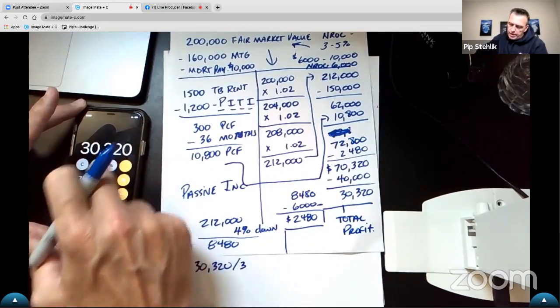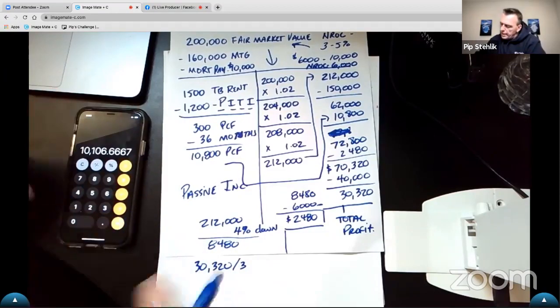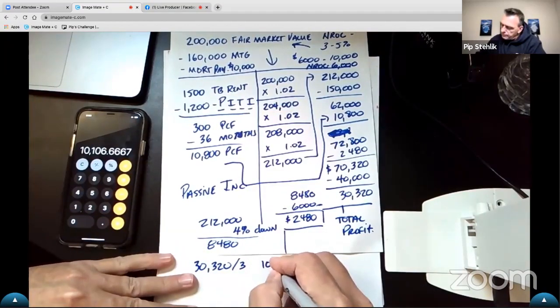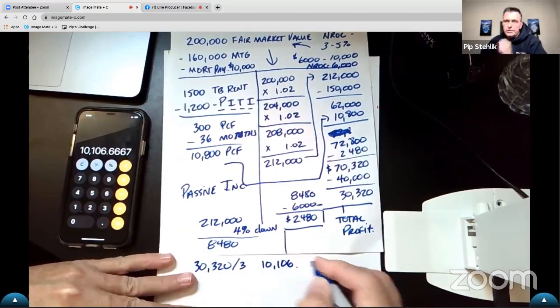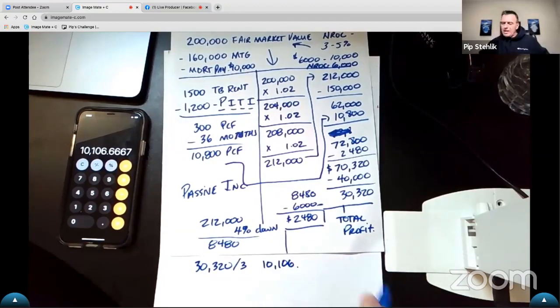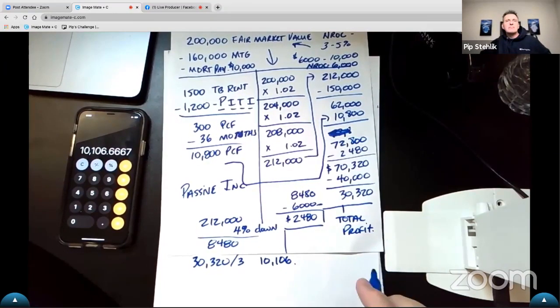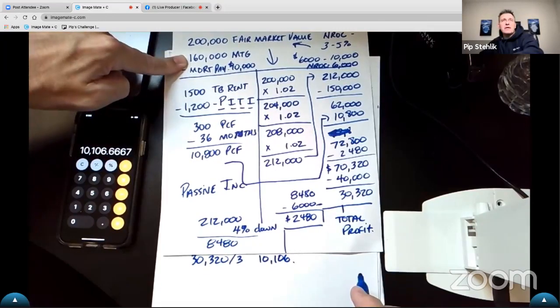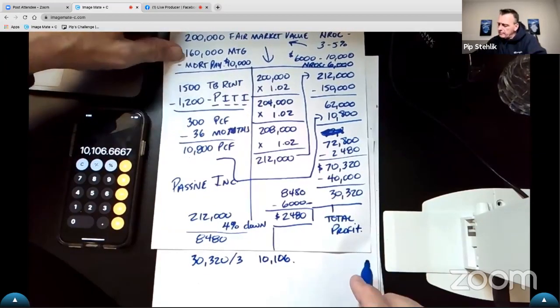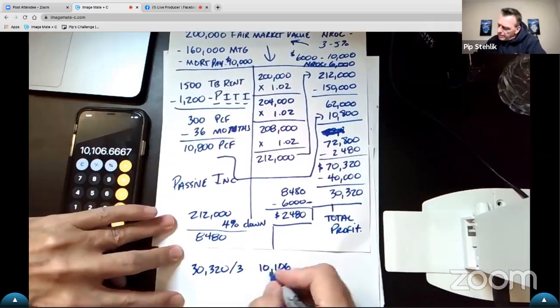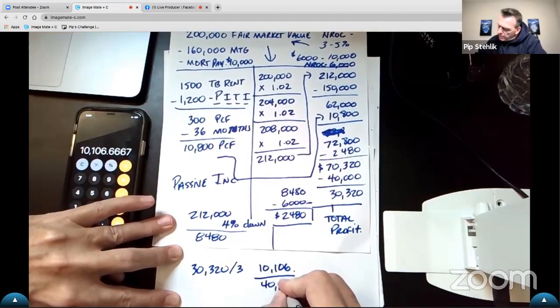$30,320 divided by 3 years. Each year we're making $10,106. How much of our own money did we invest? We invested $40,000, the difference between these two numbers right here. So what is our yearly return on investment?